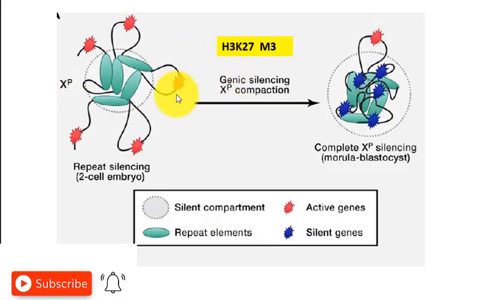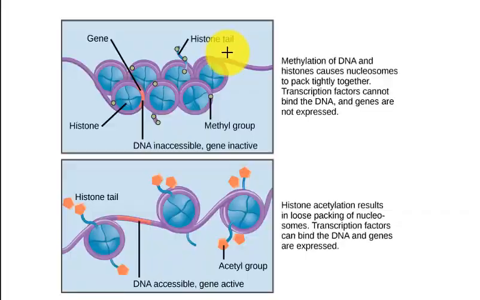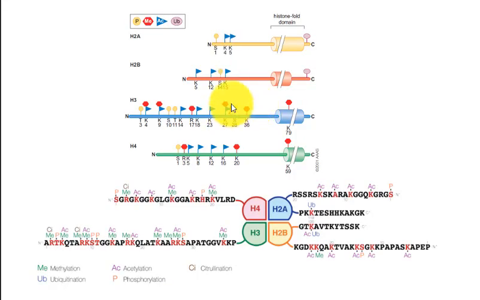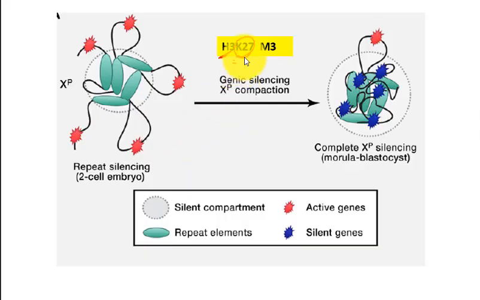Let's see. Like in a female cell, you will see one Barr body formation. This Barr body formation is because of methylation of the lysine at the 27th position in histone 3. So let me take you to that position. You can see here, this is the lysine at the 27th position, and that will be methylated.